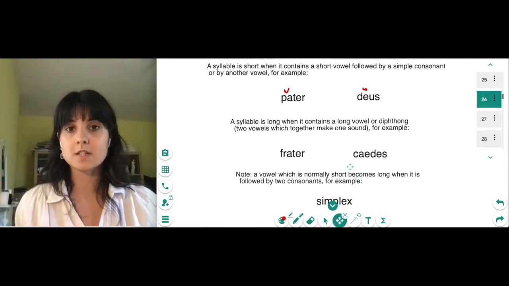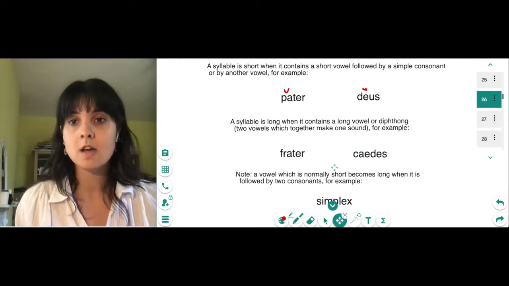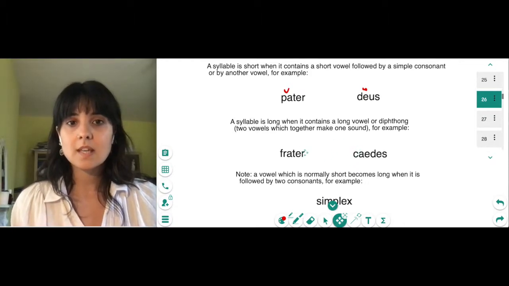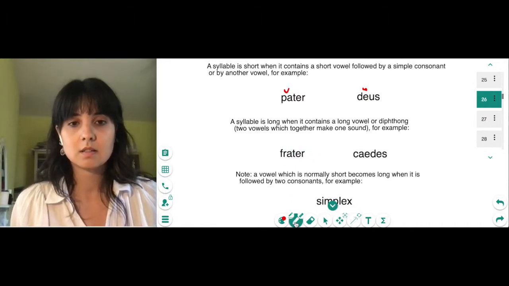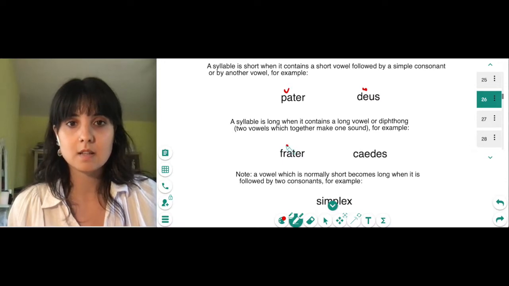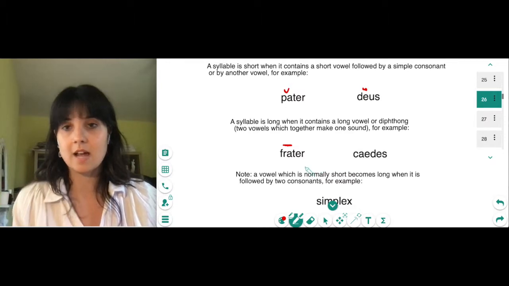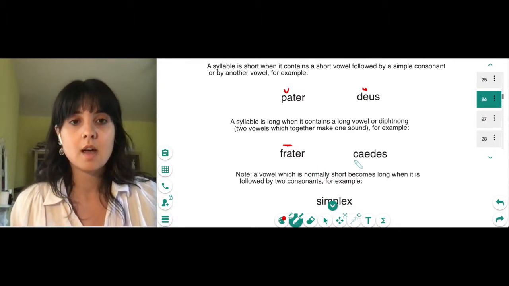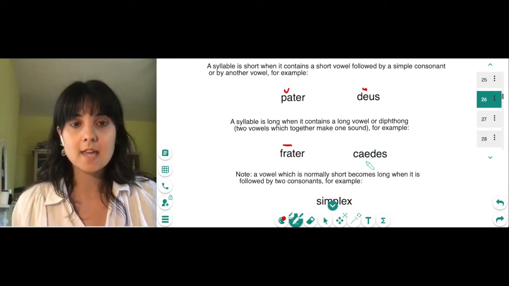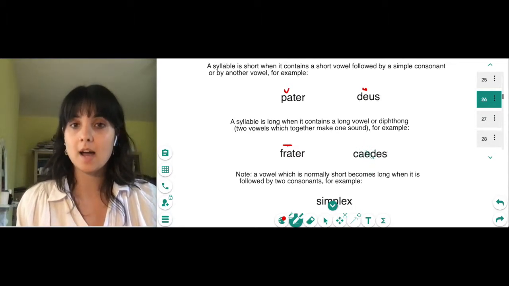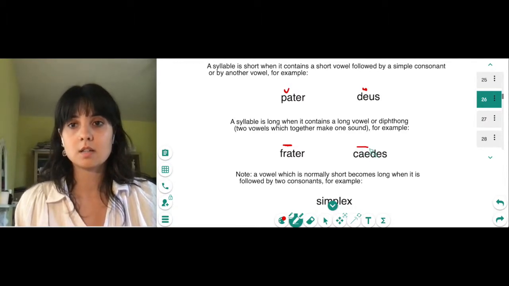If you're not familiar what a diphthong is, that's just the term for two vowels which come together to make one sound. So for example, here we have frater, brother, where the a is long. Sometimes this requires looking in the dictionary, as some words just naturally have long sounds and others don't. But in this example here, caedes, slaughter, we see a and e come together to form the diphthong ae, so this is conventionally a long sound.